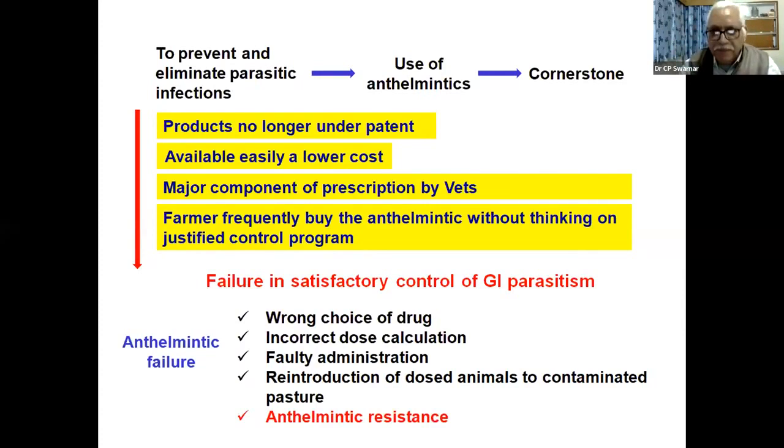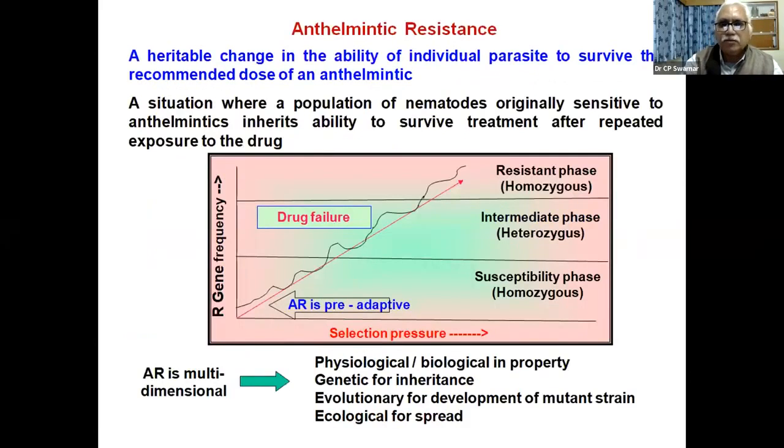The failure of worm management may be due to our wrong choice of anthelmintic, incorrect dose calculations, faulty administration, reintroduction of animals to contaminated pasture, or, importantly, due to emergence of anthelmintic resistance in our parasitic population. So anthelmintic resistance is an inevitable phenomenon. It is a heritable change in the ability of the individual parasite to survive the recommended dose of anthelmintic.